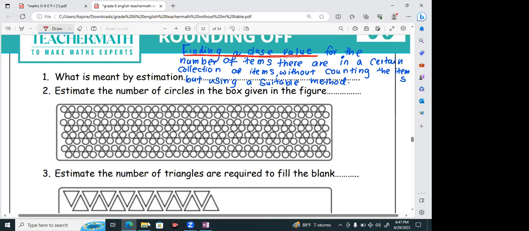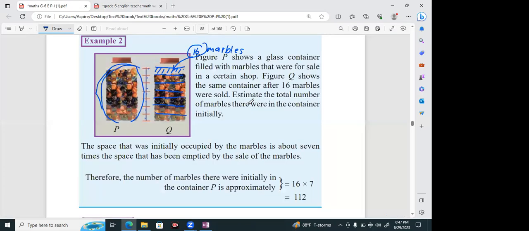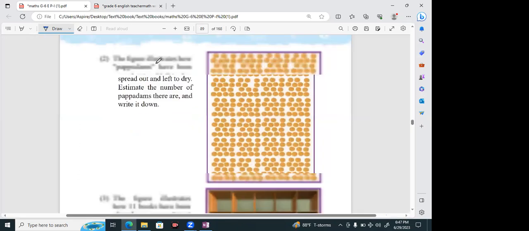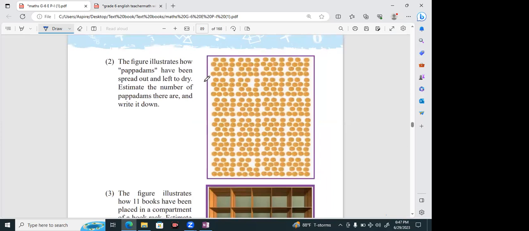Okay, now let's see, before we come to the tutorial, let's see how we do estimation. කොහොමද මේ estimation එක කරන්න කියලා එක බලමු. අපි පොඩ්ඩක් textbook එකේ exercise එකට යමු. මේ බලන්න, look at this question. Here they have given the figure illustrates how papadums have been spread out and left to dry. Estimate the number of papadums there are and write it out. Okay. Now here by looking at the diagram, can you identify there are units of papadam?